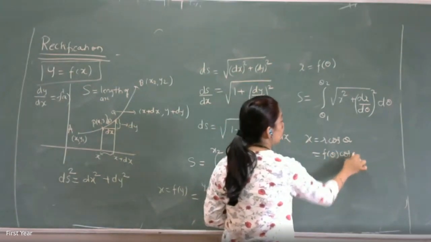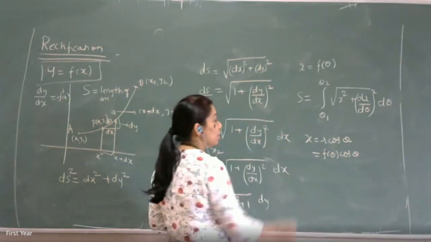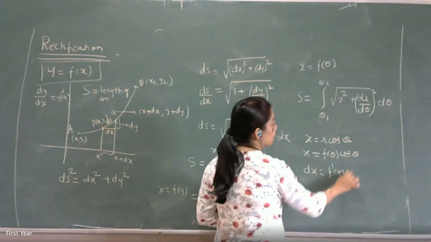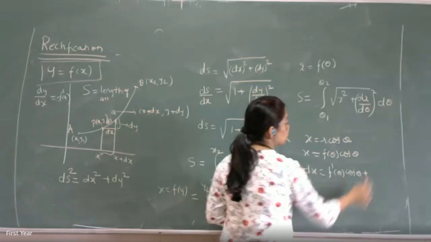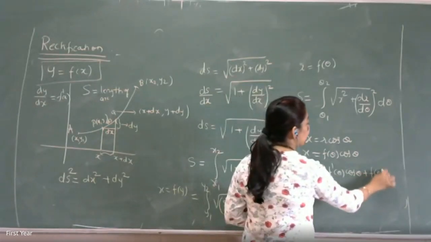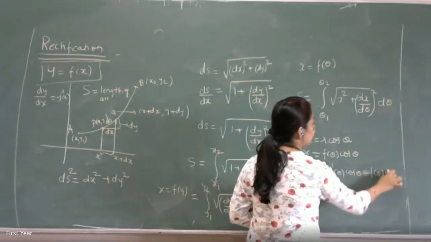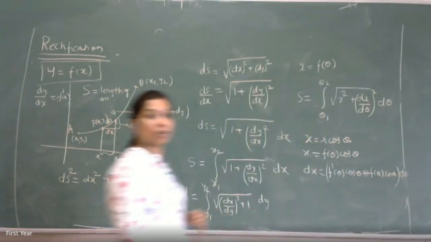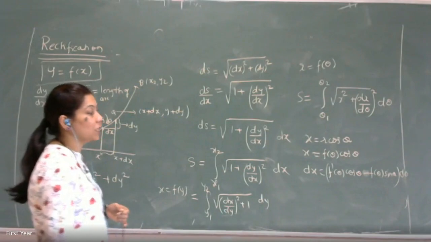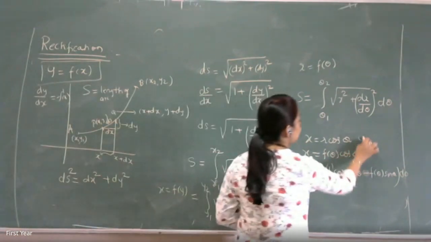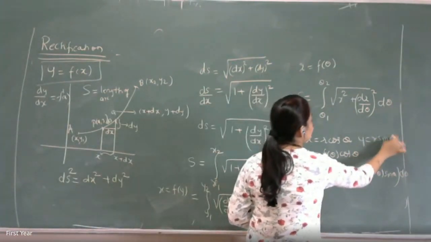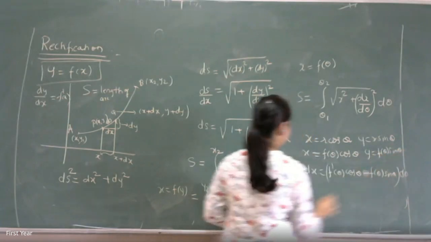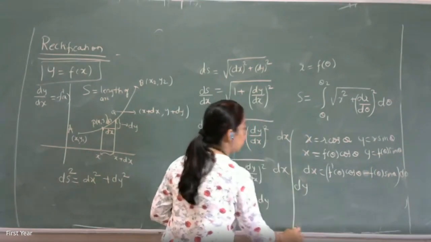Otherwise, we have to take the combination of r and theta in the derivative. So x is this, and therefore dx will become f dash of theta into cos theta plus f of theta into the derivative of cos, which is minus sin theta, d theta. This will be the value of dx. On the same basis, you get dy, where y is equal to r sin theta. So y will become f of theta into sin theta.